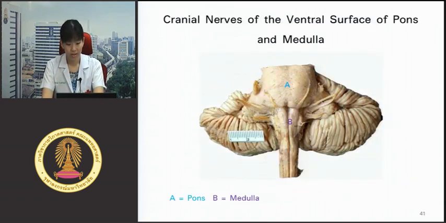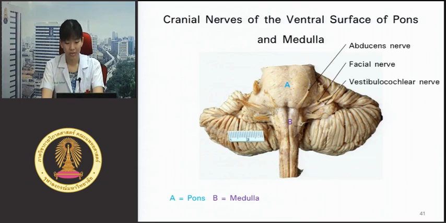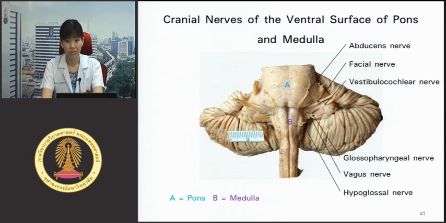Ventral surface of pons and medulla shows abducens nerve, facial nerve, vestibulocochlear nerve, glossopharyngeal nerve, vagus nerve, and hypoglossal nerve.